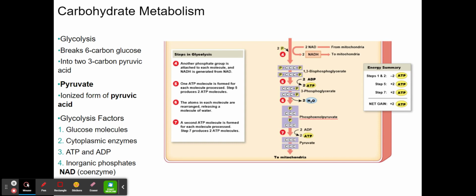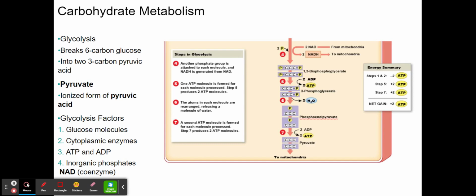A second phosphorylation takes place in the cytosol before the 6-carbon chain is broken down into two 3-carbon fragments. The energy benefits begin to appear as these fragments are converted to pyruvate. Two of the steps release enough energy to generate ATP from ADP and inorganic phosphate, or PO4. In addition, 2 molecules of NAD are converted to NADH.